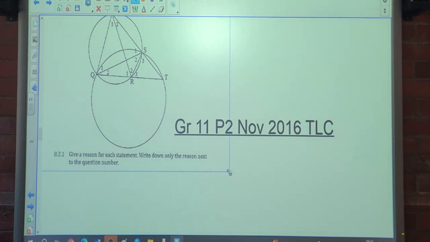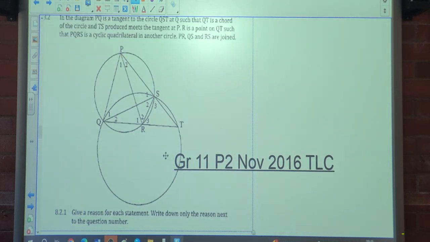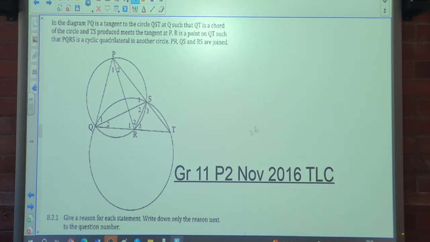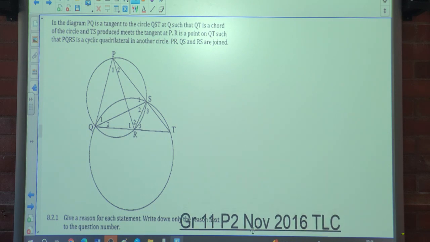In this paper, I gave two circle questions with double circles. Normally we just give one. For some reason or other, this year I gave two.